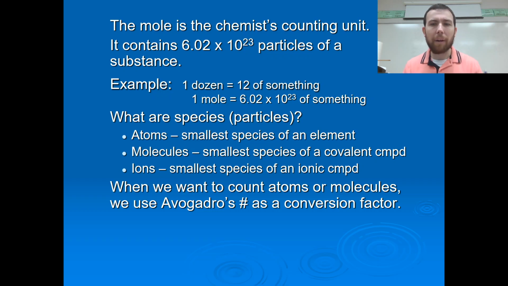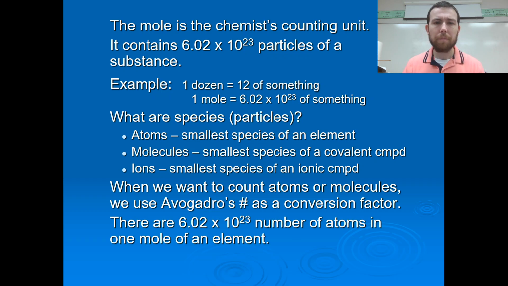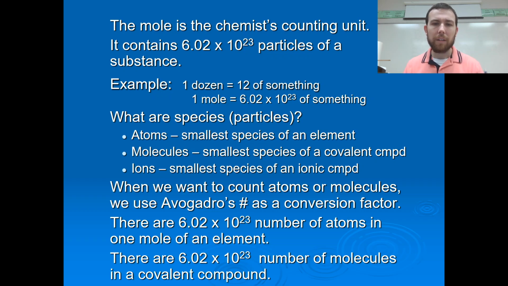Now, when we want to count atoms or molecules, we use Avogadro's number as our conversion factor. And you guys should be pretty familiar with conversion factors. And so there are 6.02 times 10 to the 23rd atoms in 1 mole of any element that we're dealing with. Or if we're talking about molecules or compounds or formula units, there are 6.02 times 10 to the 23rd molecules in a mole of a covalent compound.